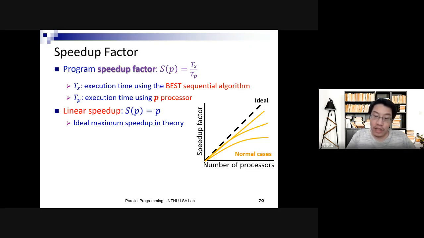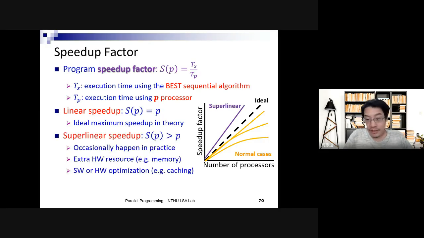And of course, the closer you get to the linear line, the better. If you fortunately get the linear line, that means you have a linear speedup. That's the ideal case, and theoretically it should be the maximum speedup you can get. However, because anything is possible in life, it is also possible to get a superlinear speedup, which means your speedup factor grows even faster than the ideal linear speedup. That means, for example, you use two machines and you speed up by 3 times.